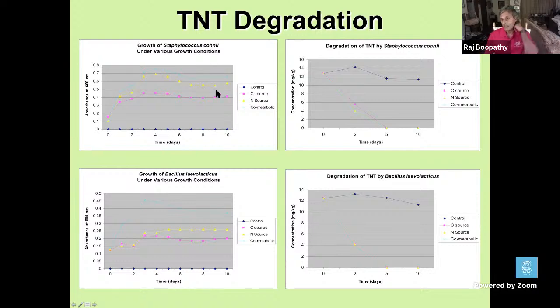And then for the degradation of the TNT, you can see the same thing. The co-metabolic condition was faster than carbon source conditions. The trend for Bacillus was almost the same across the various conditions: co-metabolic worked the best. Co-metabolic removed the TNT the best.